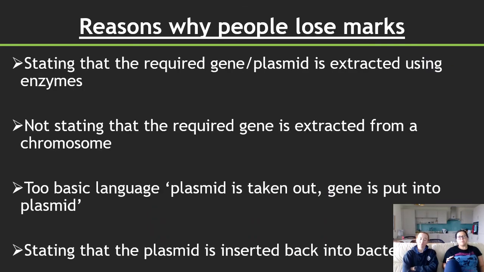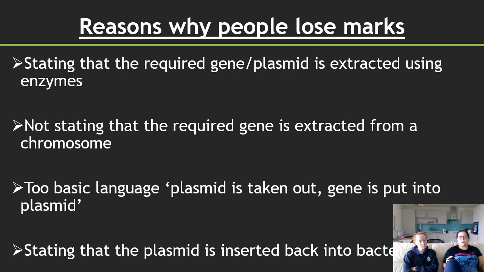Now, reasons why people lose marks in this whole process. For one thing, talking about the fact that the required gene or plasmid is extracted using enzymes. That is not correct. The plasmid is basically grabbed, let's say with a pair of tweezers, and pulled out of the original bacterial cell. It's not really tweezers, it's a little bit more complicated than that, but it's definitely not enzymes. And then saying that the chromosome is extracted using enzymes, no. Again, it's just pulled out, okay?